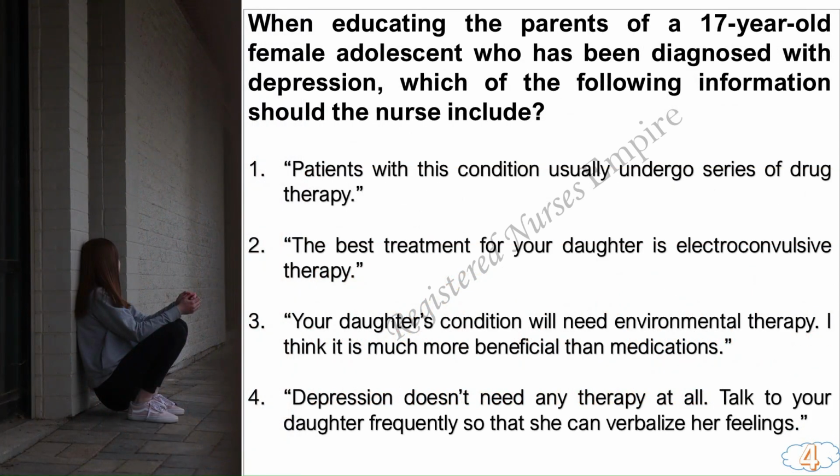Question number 4. When educating the parents of a 17-year-old female adolescent who has been diagnosed with depression, which of the following information should the nurse include? 1. Patients with this condition usually undergo series of drug therapy. 2. The best treatment for your daughter is electroconvulsive therapy. 3. Your daughter's condition will need environmental therapy. I think it is much more beneficial than medications. 4. Depression doesn't need any therapy at all. Talk to your daughter frequently so that she can verbalize her feelings.